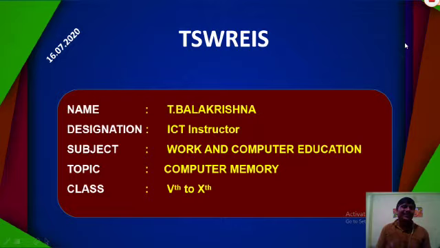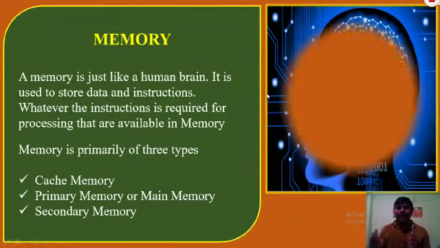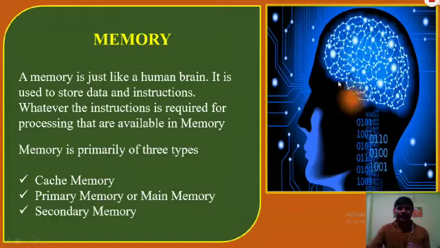Yesterday, we had discussed software and application software. Today, we are going to discuss computer memory. A memory is just like a human brain. It is mainly used to store the data and instructions. It is in the form of binary, either temporary or permanent.